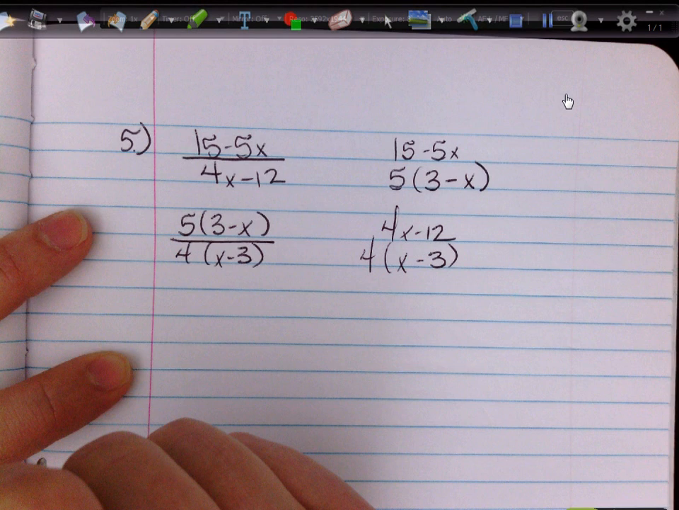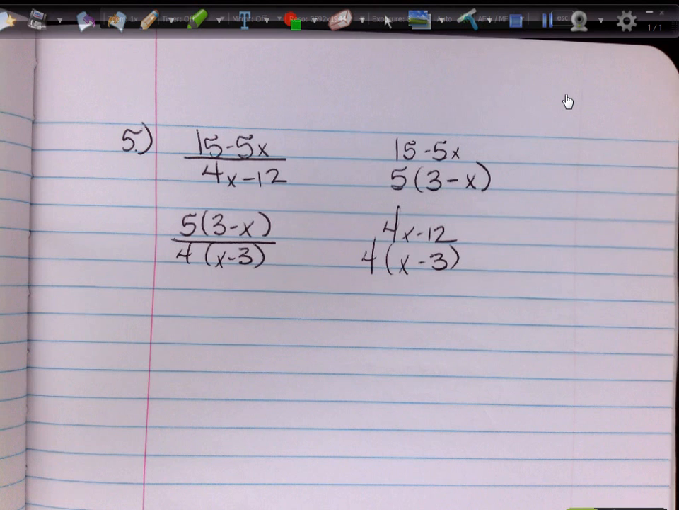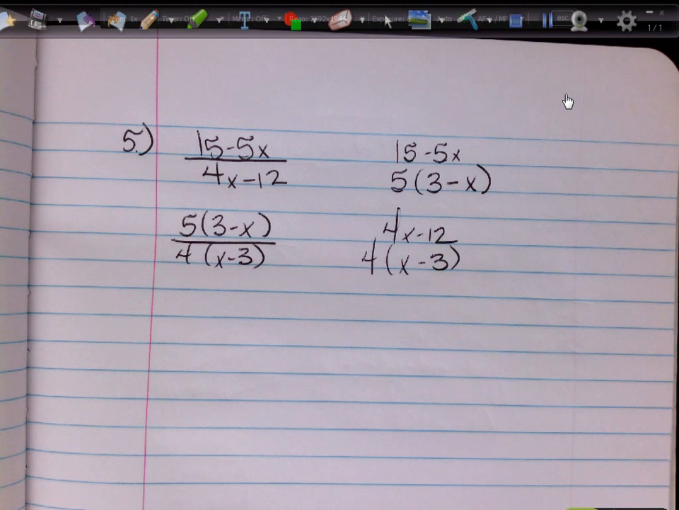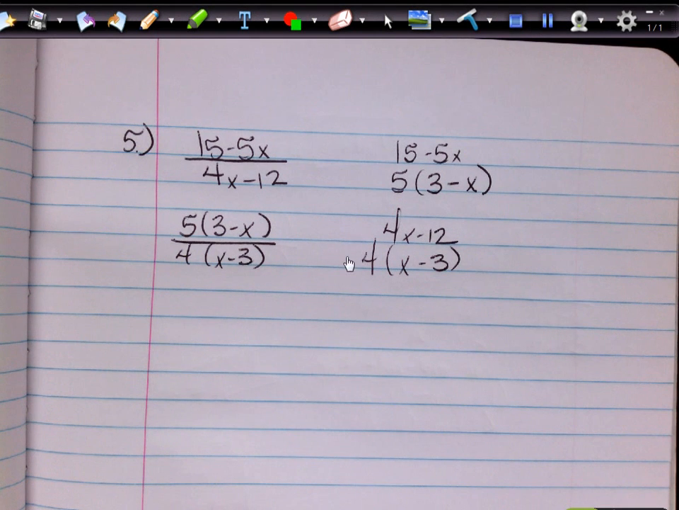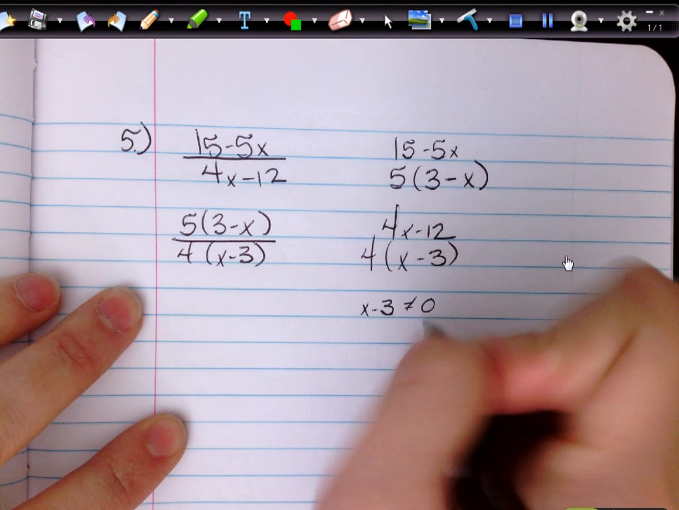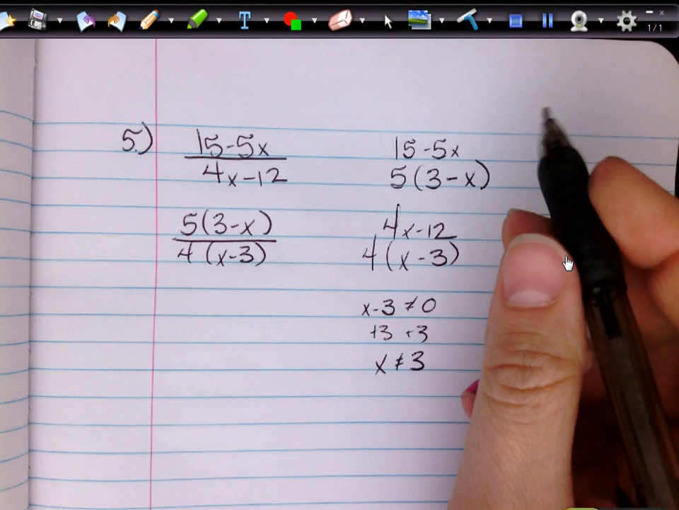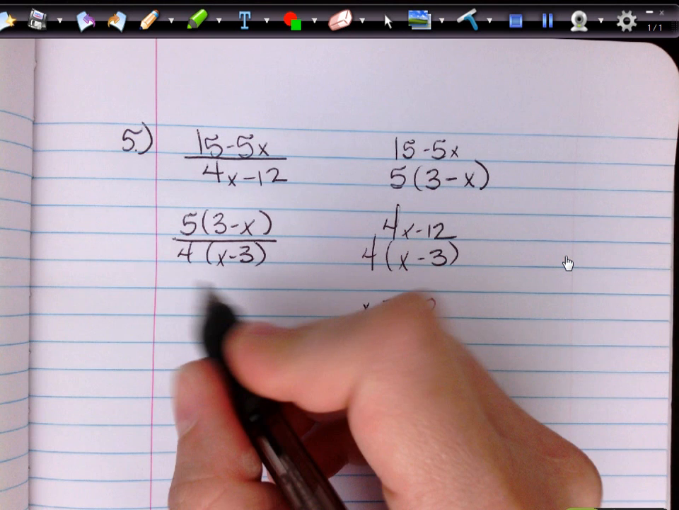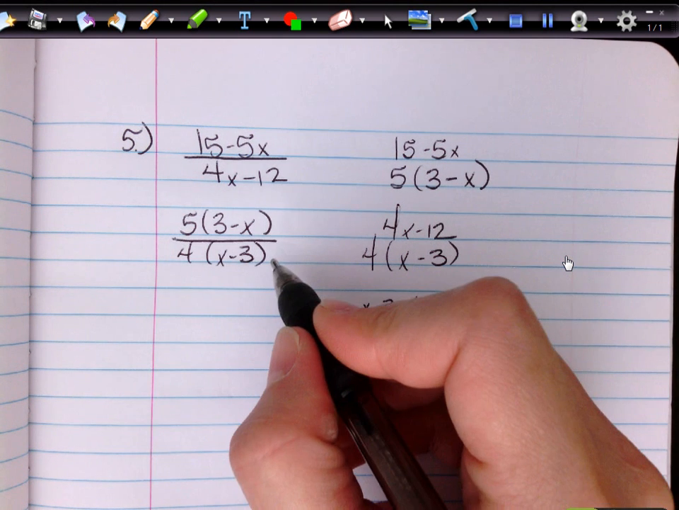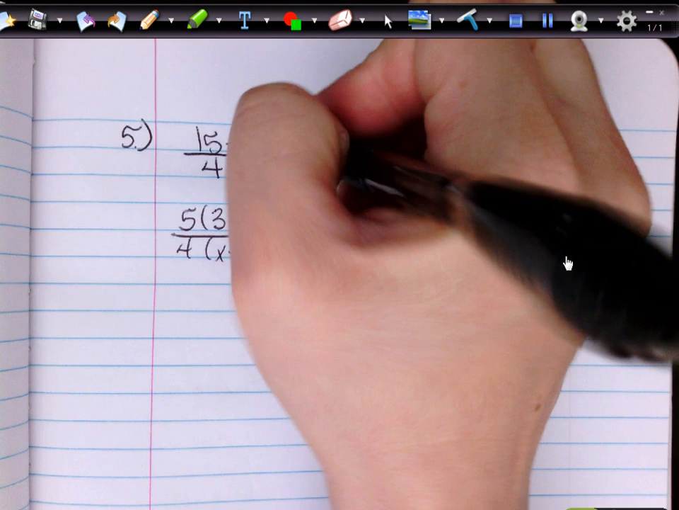All right. Here I'm going to find my excluded values. So I'm going to find my excluded value by taking what I have in parentheses here, the x minus 3, and setting it equal to 0. So x minus 3 may not equal 0. If I add 3 on both sides, it's telling me that x may not equal 3. The reason for that being that whatever I get in the parentheses, I'm going to multiply by the 4. So if 4 times 0 is going to equal 0, and that's not okay to have in my denominator. So my excluded value here is just going to be 3.